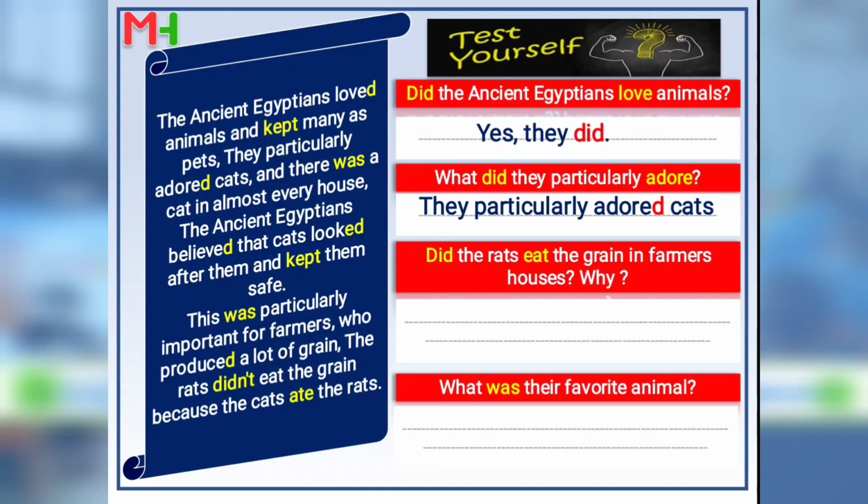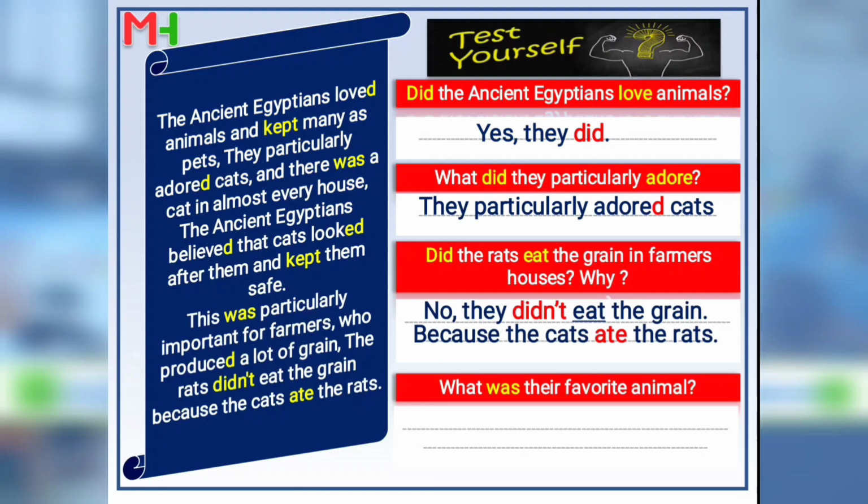Question number three, did the rats eat the grain in the farmer's house, and why? Again, we notice that we put the infinitive form of the verb after did in the question. So our answer, no, they didn't eat the grain. From this answer, we notice that we put the main verb in the infinitive form after didn't. After didn't, we put the infinitive form of the verb.